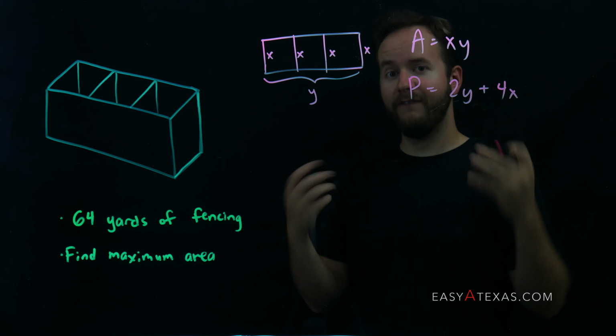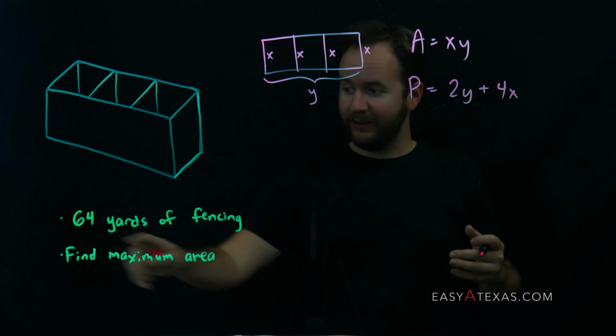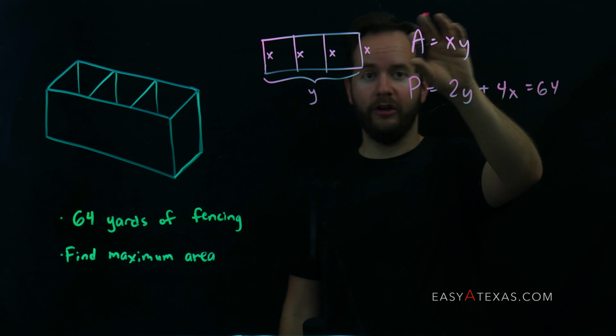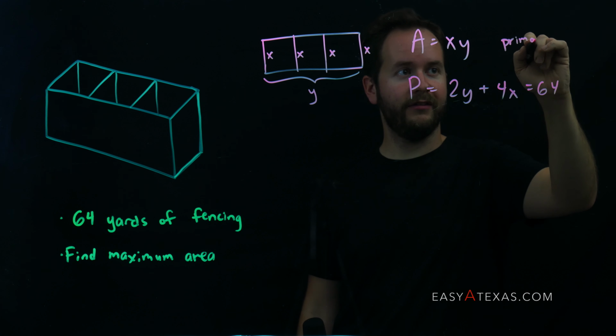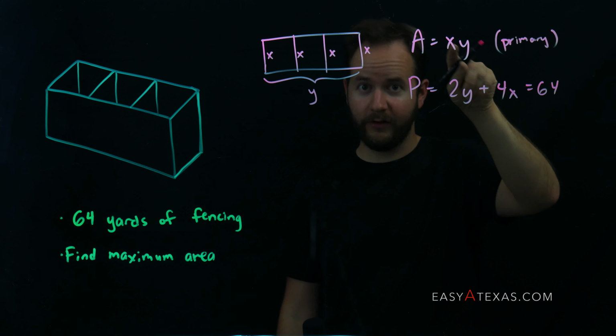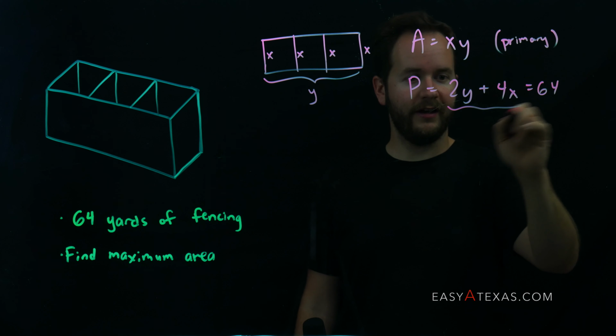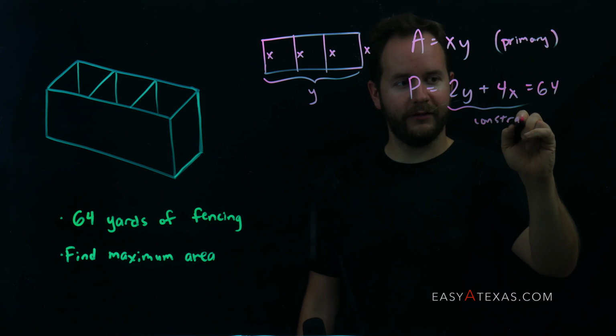We're told that the amount of fencing, or our perimeter, the amount of fencing we're using is 64, so we're going to set that equal to 64. Okay, this is what I call the primary. The primary is the function we're trying to maximize. So this is the function I want to find the maximum area for. This is the constraint. This guy tells us how much fencing we're allowed to use.